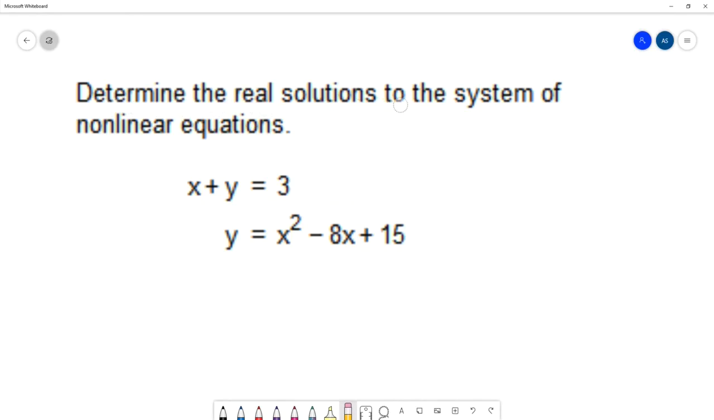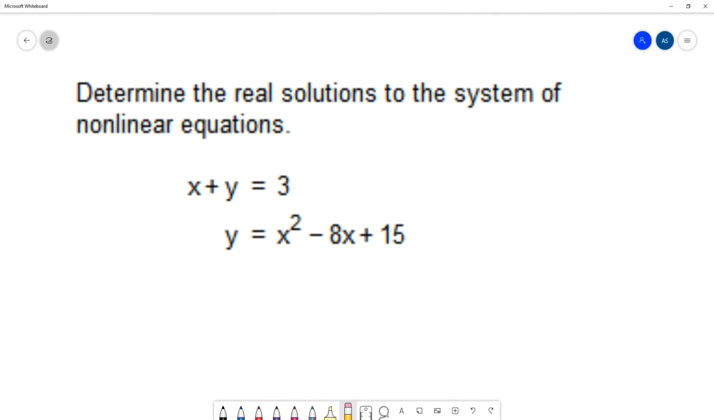Determine the real solutions to this system of nonlinear equations. Our system is x plus y equals 3, and y equals x squared minus 8x plus 15. We can solve this system with either substitution or elimination. I'll show you with both of them.